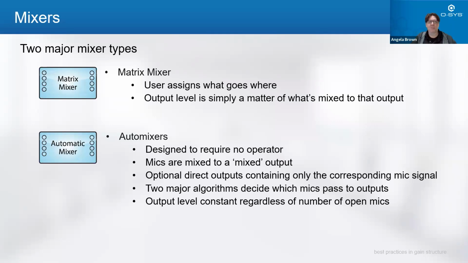Then we have automatic mixers. The automatic mixer is going to be the automatic mixing of audio signals. And the thing that sort of makes them what they are is that the output level stays constant regardless of how many microphones are fed into it or mixed into the output. So there's a couple of different types of automatic mixers that we're going to talk about here today.